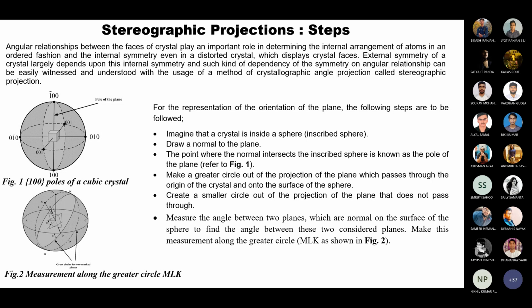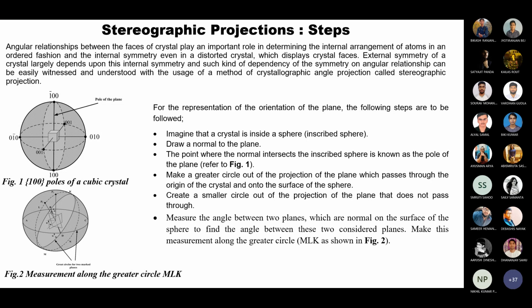Imagine that a crystal is inside a sphere. If you look at the picture, figure number 1, there are the 100 poles of the cubic crystal. You can imagine it placed the same way, and draw a normal to the plane. The point where the normal intersects the sphere is known as the pole of the plane. If you look at picture number 1, you are going to understand easily. Then make a great circle out of the projection of the plane, which passes through the origin of the crystal and onto the surface of the sphere.